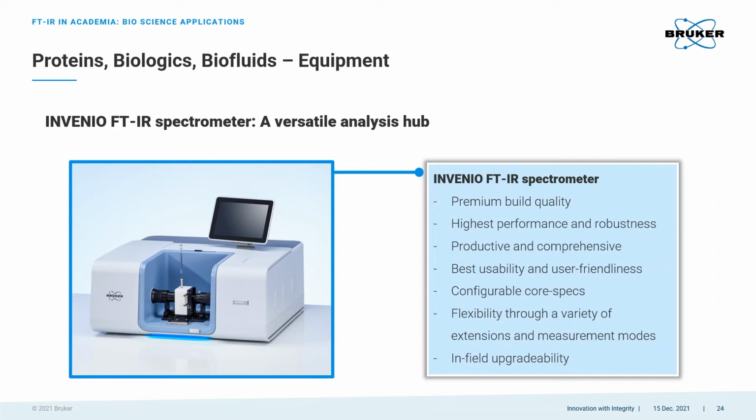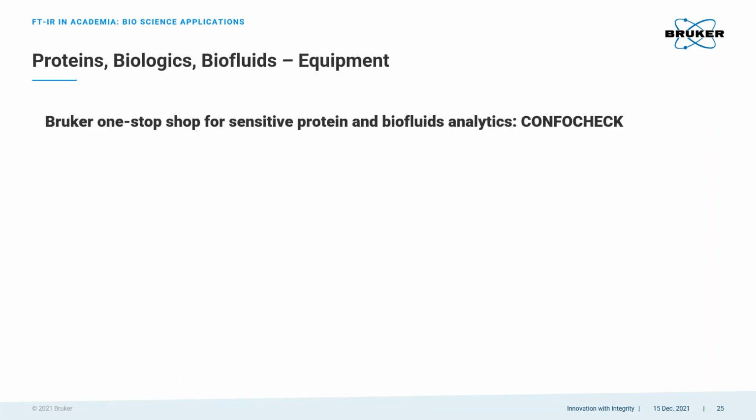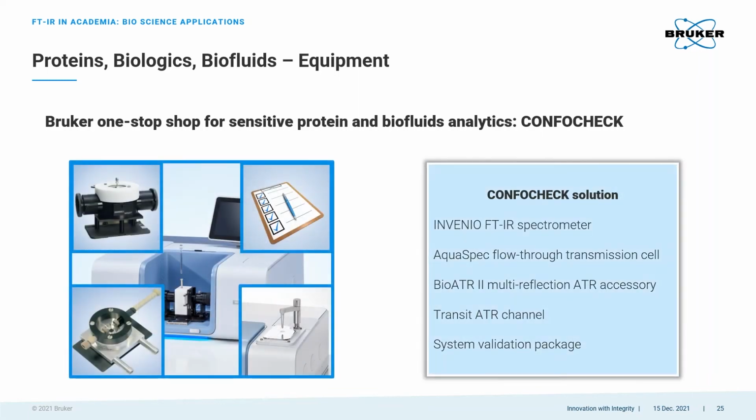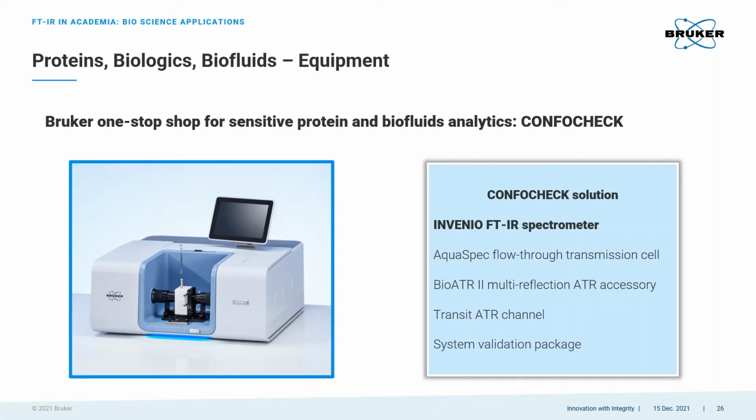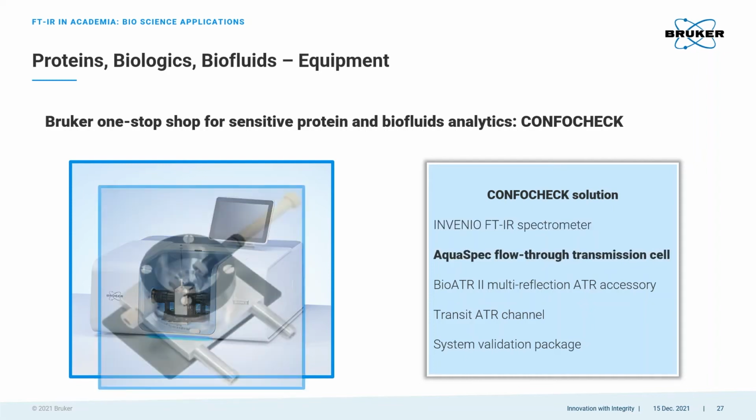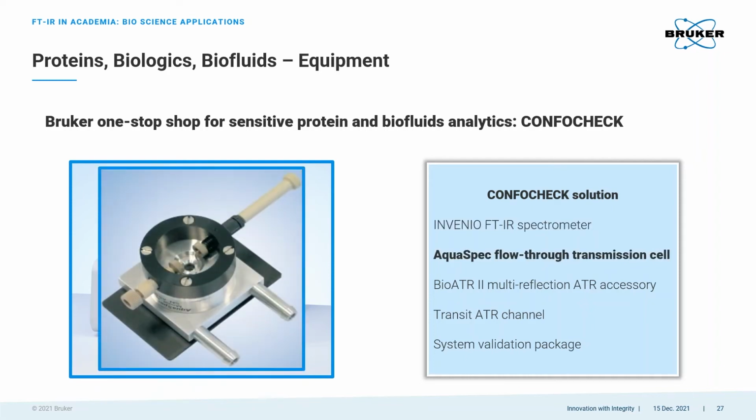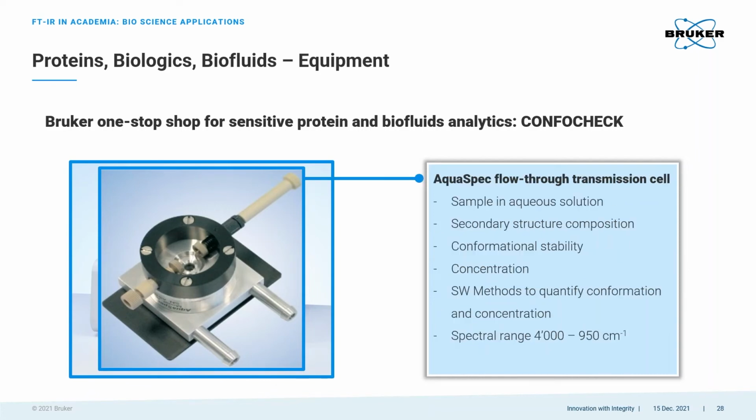Based on VINO, we offer the turnkey solution ConfortCheck for protein and biofluid analysis. As the name suggests, it is especially suited for analyzing the conformation of proteins. Our solution ConfortCheck mainly consists of those 5 items. The first item is our spectrometer VINO, which I just introduced to you. Along with the spectrometer comes the accessory AquaSpec, which can be mounted in the main compartment of VINO. AquaSpec will measure your sample solved in water.